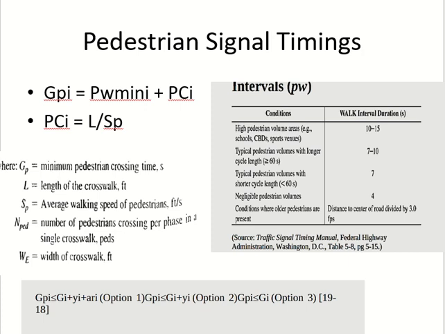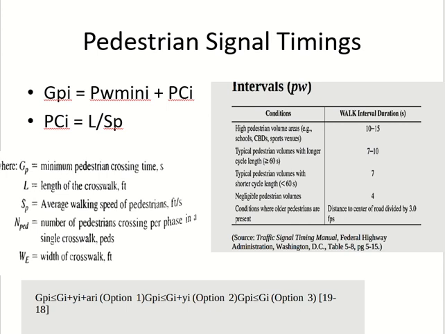So once you design the timing of the signal, now you have to check if the timing is enough for pedestrians or not. For that you must know how much time the pedestrian requires, how much time you should give to the pedestrians to have a safe crossing. So the time required by the pedestrian is GP.